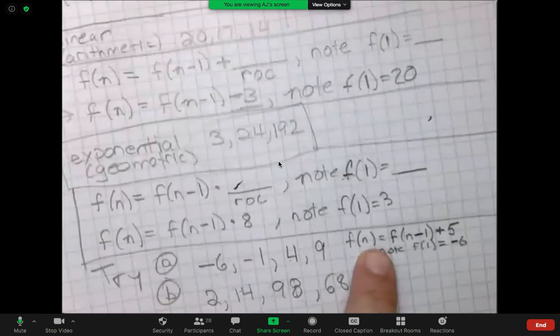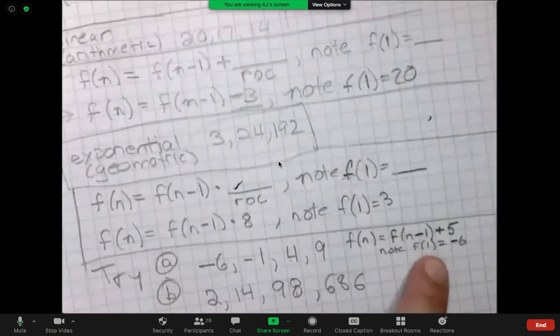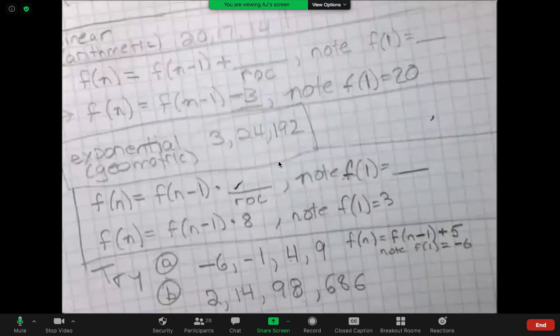So f of n equals f of n minus 1 plus 5. Note f of 1 equals negative 6. Can you give me a thumbs up if you got that? Cool. Great. And then is there anything I can clarify now that you tried that one? Is there anything that wasn't clear about it? Okay, so then let's do the other one.